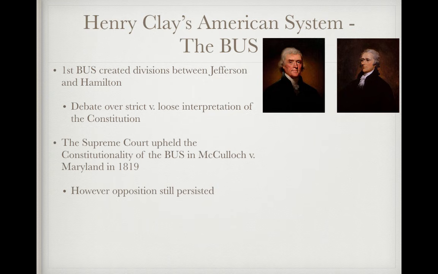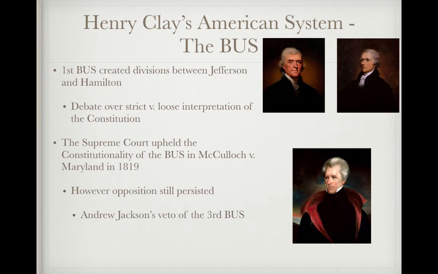However, opposition still is going to persist. Andrew Jackson, he's going to veto the 3rd bank when that comes up for a recharter in 1832. He's going to say, nope, don't like it, won't do it, not going to support it. So he vetoed the 3rd bank. And this was very controversial for its time because most people thought that the veto should only be used for things that were unconstitutional, not because somebody doesn't personally like it. We'll actually break down his veto address later.